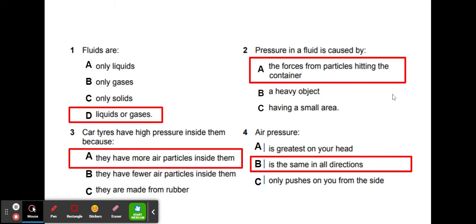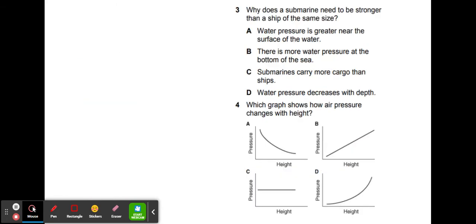Car tires have high pressure inside them because they have more air particles inside them. So when we fill up a tire, we're putting more air inside, which means we're getting more collisions, which means more force, which means more pressure. Air pressure is the same in all directions because remember, these particles within a container are hitting off all the walls of the container, so all pushing out in all directions.